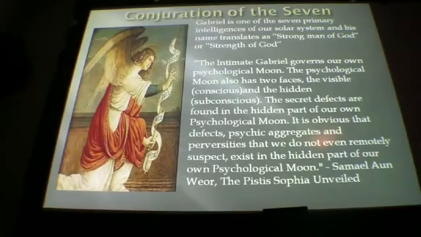The psychological moon also has 2 faces, the visible, which is the conscious, and the hidden, the subconscious. The secret defects are found in the hidden part of our own psychological moon. It is obvious that defects, psychic aggregates, and perversities that we do not even remotely suspect exist in the hidden part of our own psychological moon. This is from Lapissa Sophia Unveiled by Samael Aun Weor.